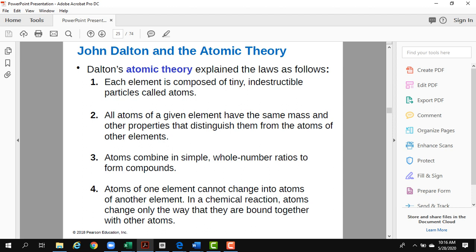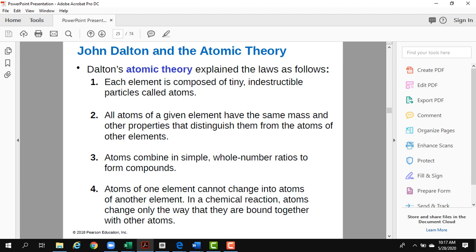First one, each element is composed of tiny indestructible particles called atoms. Every element is made out of atoms. All atoms in a given element are the same, but the atoms in another, different element are different. Example, atoms in oxygen are different from atoms in hydrogen. Atoms combine in simple whole number ratios to form compounds, H2O, whole numbers, right? Two hydrogen, one oxygen.